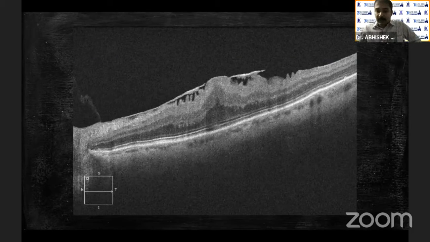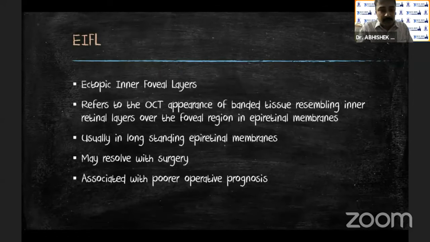Now, Dr. Manoj had talked to us about epiretinal proliferation and epiretinal membranes. So, any guesses to this? This is a scan going through the fovea in a patient with a chronic ERM, and you cannot make out the Henle's layer and the hyperreflectivity going to the top of the fovea. What you see instead are band-like structures even over the fovea. So this is what is called the ectopic inner foveal layer.